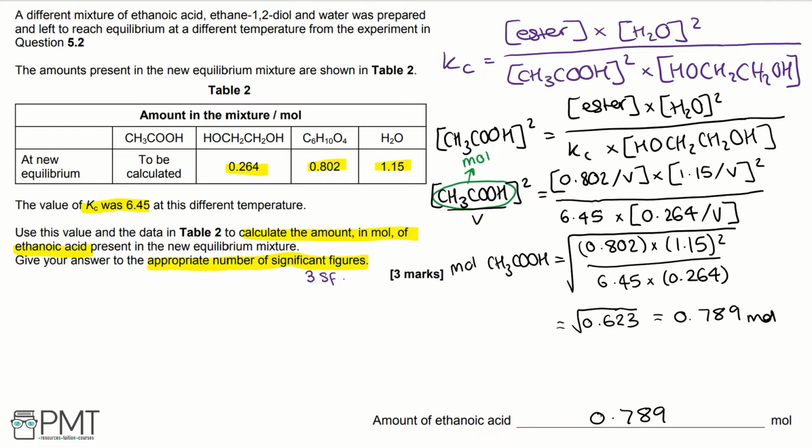To get the other 2 marks for this question, you get 1 mark for your expression rearranged, so that's the moles of ethanoic acid, and then plugging in all the numbers. So this expression gets you your first mark. And then your second mark comes from ignoring volume, plugging in all your numbers, and then square rooting. So here is your second mark. And then your third and final mark is from correctly plugging these numbers into the calculator and getting 0.789 moles.